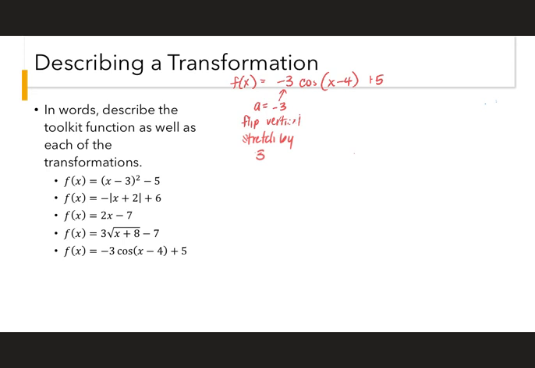Okay. Inside the parenthesis, I find an h value. H is 4, so we're going to go to the right 4 places. And then outside of the parenthesis, I've got a k value of 5, which means this is going to go up 5 places. Now the toolkit function, which is left over when everything else has been removed, is f of x is the cosine of x. Again, I don't need to know what it is. The toolkit function is whatever's there once the numbers are gone.